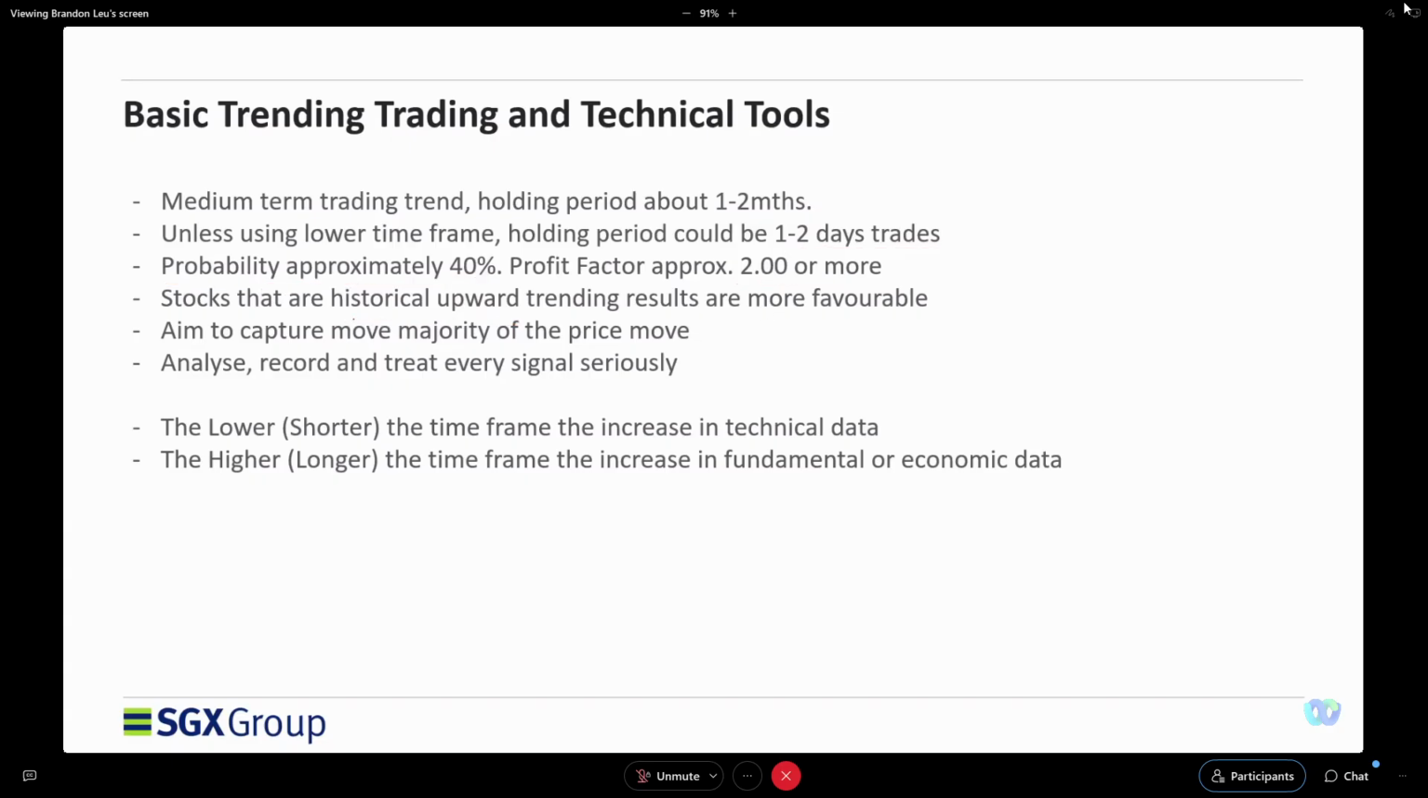And for trend traders, we don't capture the exact top or the exact bottom, unless you can, using the averaging in method that I shared with you. You capture maybe near the bottom, which is fine, but most of the time we just want to capture the majority. So those who want to capture the exact top and bottom will find trend trading very challenging. Always analyze and record your trades to see where you can improve, especially on the emotional part.